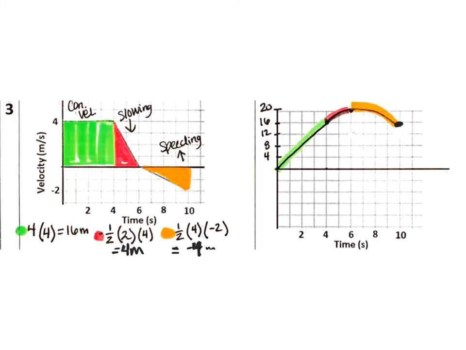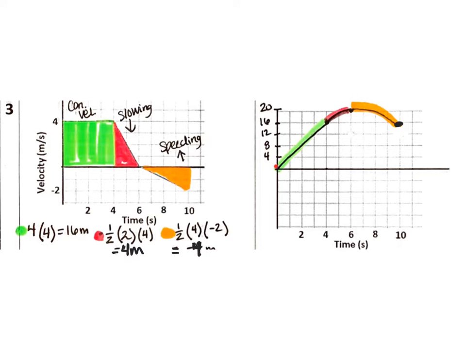For your triangle, this one goes from 4 to 6 seconds, so its width is 2, and its height is 4, so that equals +4. And then the orange triangle has a width of 4 because it goes from 6 over to 10, so that's a width of 4, and its height here is -2. So that's going to equal -4 meters.